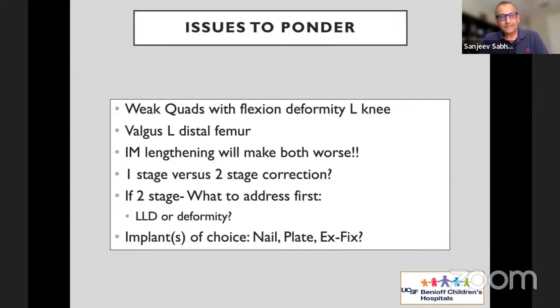So do you do a one-stage correction, two-stage correction? What do you do first? Do you correct her leg length or the deformity? What implant do you use? So these are some of the things that you need to think of before you do something.